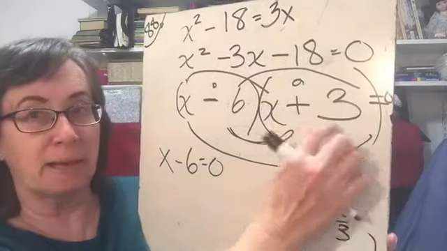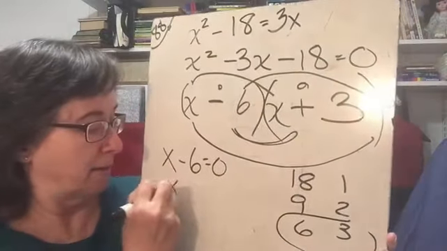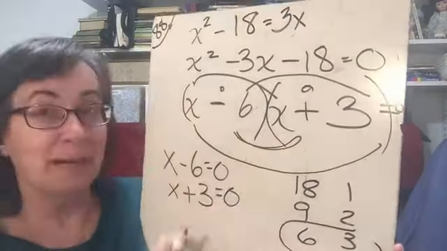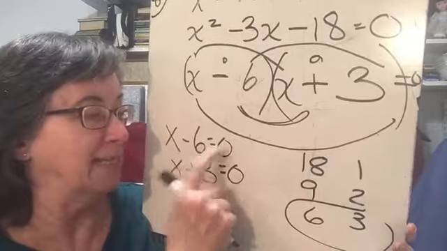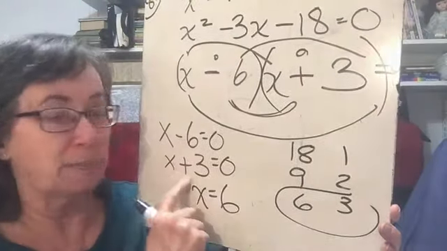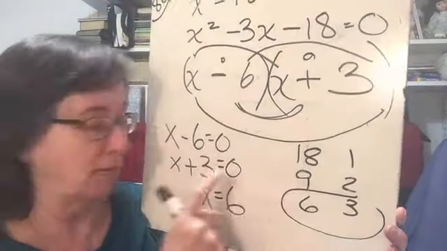And x plus 3 equals 0. And then I'm going to solve each one of these. So if x minus 6 is equal to 0, I add 6 and add 6, and I get x equals 6. If x plus 3 equals 0, I subtract 3 from both sides, and I get x is negative 3. So here are my solutions. But don't believe me. Go back and check.